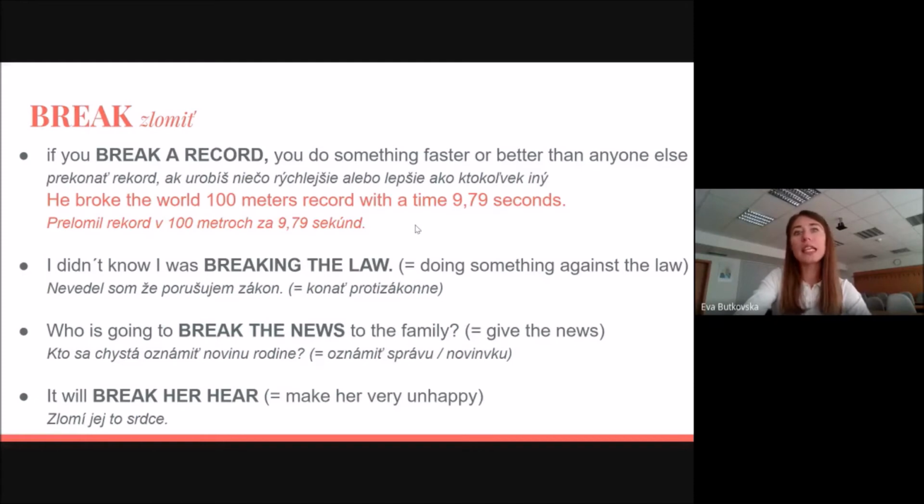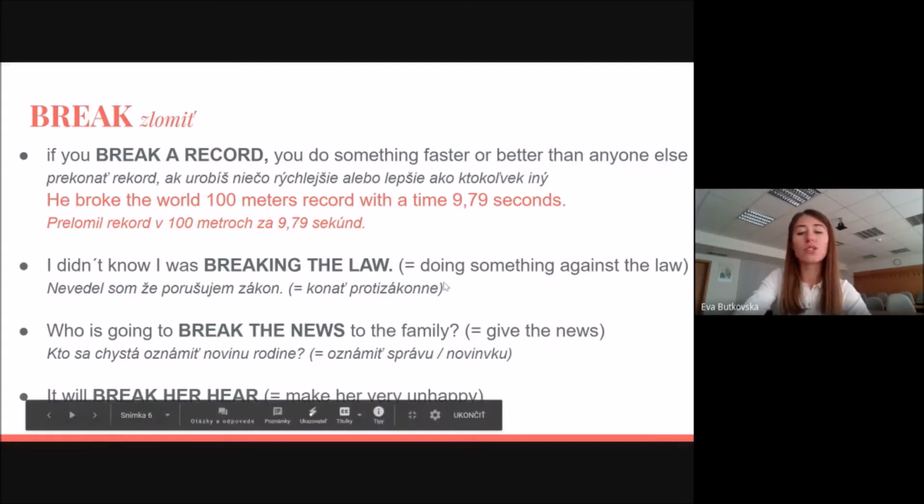Then we can say the phrase break the law. So we do something against the law. I didn't know I was breaking the law. So if you do something against the law, you are breaking the law. Then we can say break the news. It's really to announce some news or opinion. Break the news to somebody. Who is going to break the news to the family? Who is going to tell the news to the family?